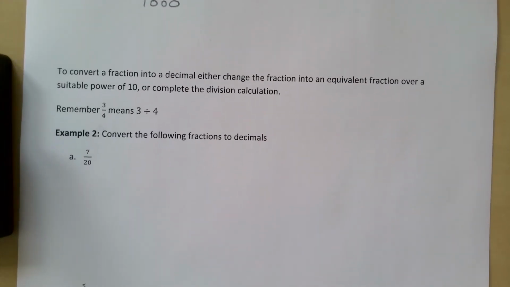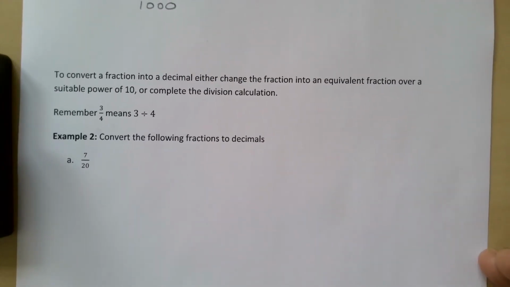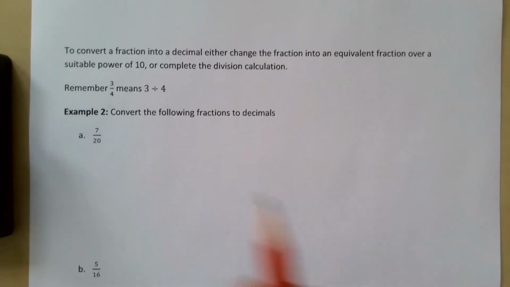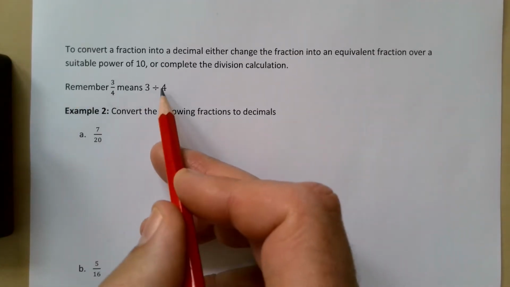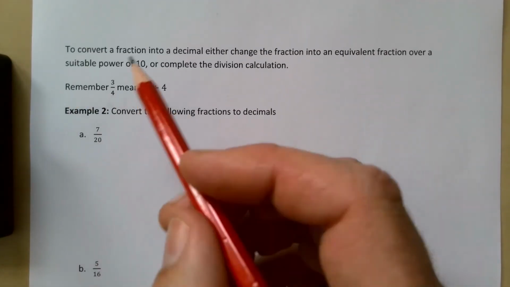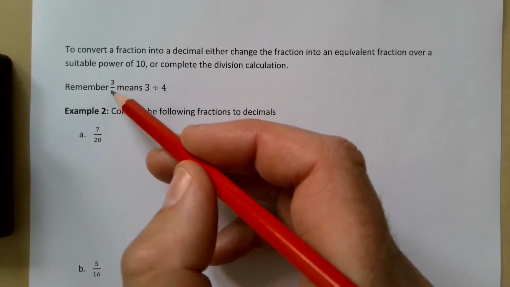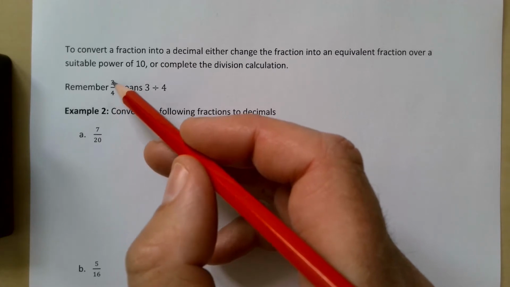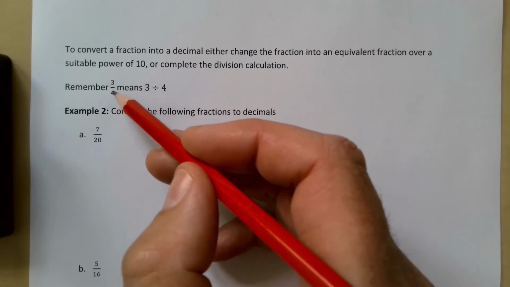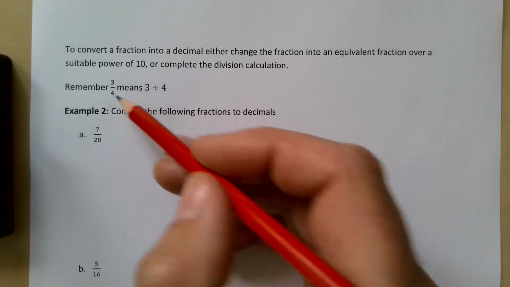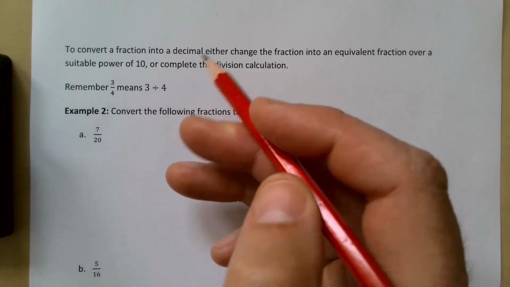I can convert a fraction into a decimal by either changing the fraction into an equivalent fraction over a suitable power of 10, or completing the division calculation. We've got one of each below. Remember, 3/4 means 3 divided by 4. Any fraction in the world just means divide, so it means how many 4s go into 3. Obviously, 4 doesn't go into 3, there's not enough of it, and that's why it is a fraction. But how much of the 4 will go into the 3? Well, the answer is 3/4.